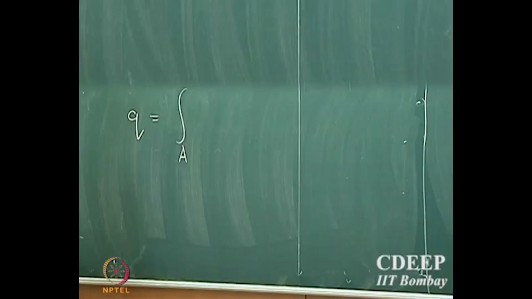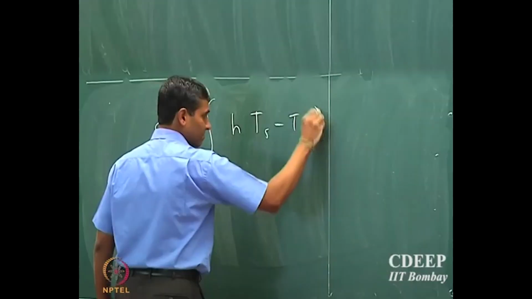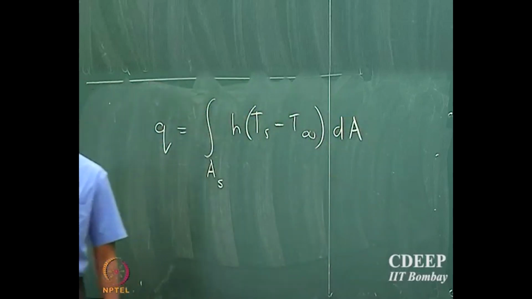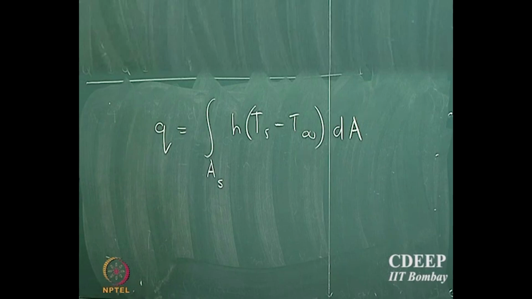What will be the total rate of heat transport from the solid to the fluid? We have to integrate this expression over the surface area of that solid. So that will be the integral of h into Ts minus T infinity into dA. That is the rate at which heat is being transported from the solid to the fluid.